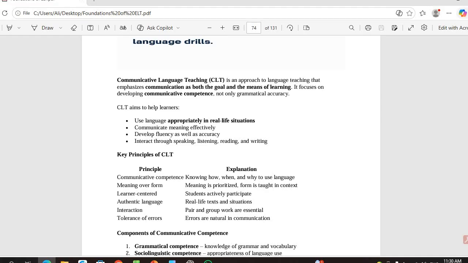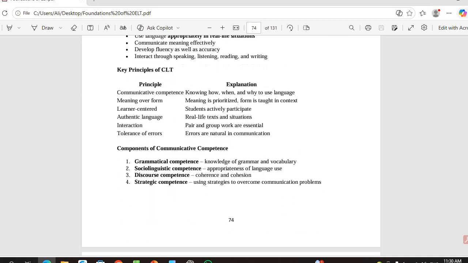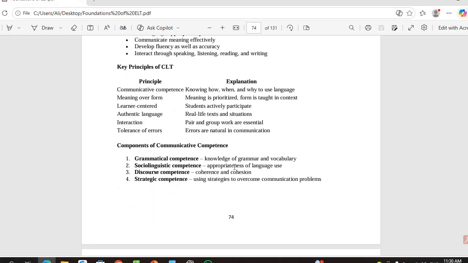There are some components of communicative competence. Grammatical competence: knowledge of grammar and vocabulary. Sociolinguistic competence: appropriateness of language use. Discourse competence: coherence and cohesion are very important. Strategic competence: using strategies to overcome communication problems.